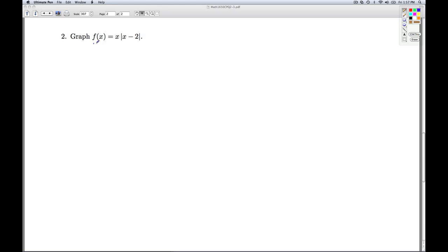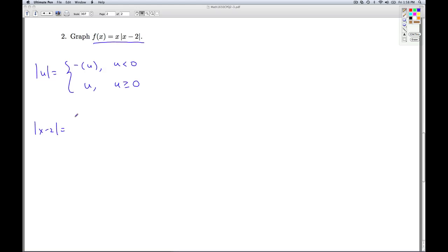All right, number 2, we're asked to graph this function. It's got an absolute value in it, so we're going to have to break it down into cases. So remember the definition of absolute value. The absolute value of something is either the opposite of that thing, if what we're plugging in is less than 0, or it's just the thing itself, if what we're plugging in is bigger than or equal to 0.